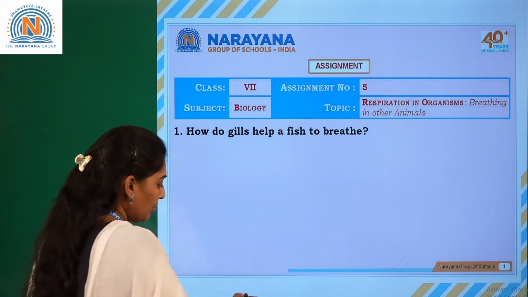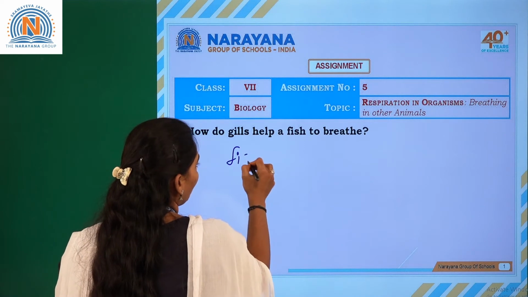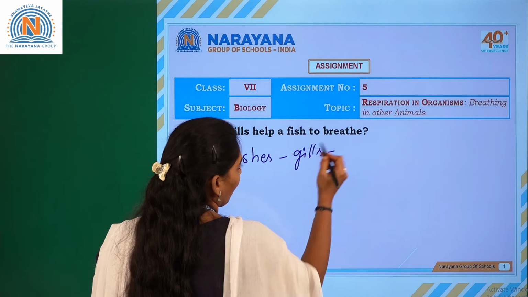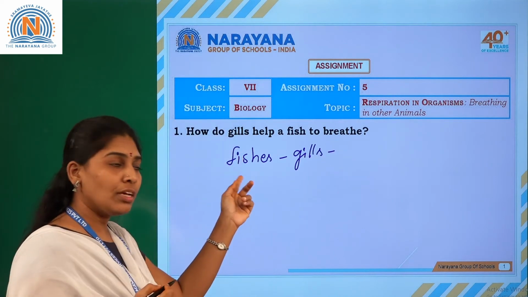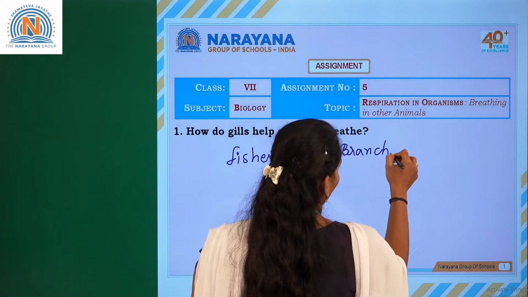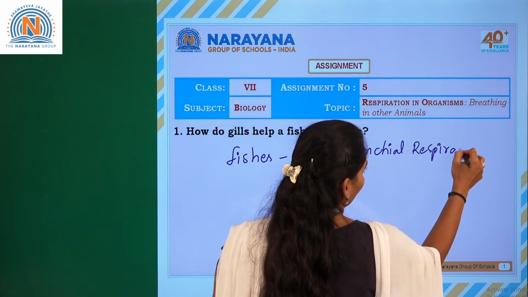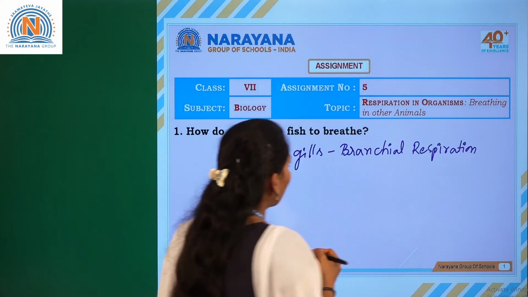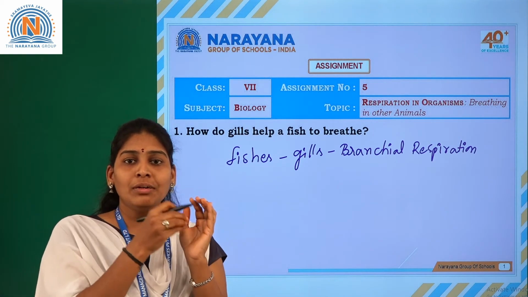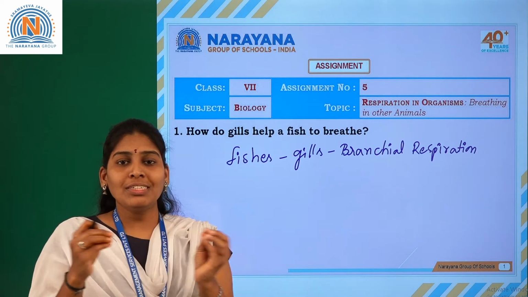So we know that fishes have gills as their respiratory organs. This kind of respiration we call branchial respiration. What happens here is, when the fish opens its mouth, it draws water into the mouth cavity, the oral cavity, so that it reaches the gills.